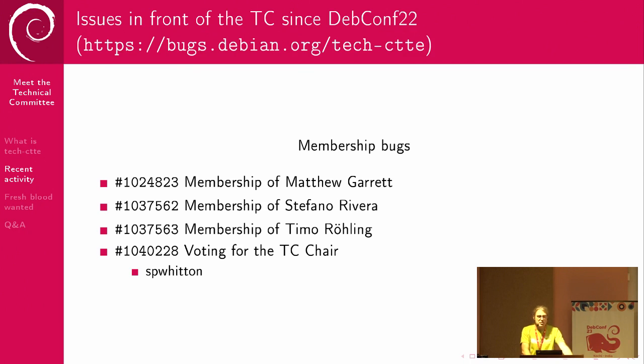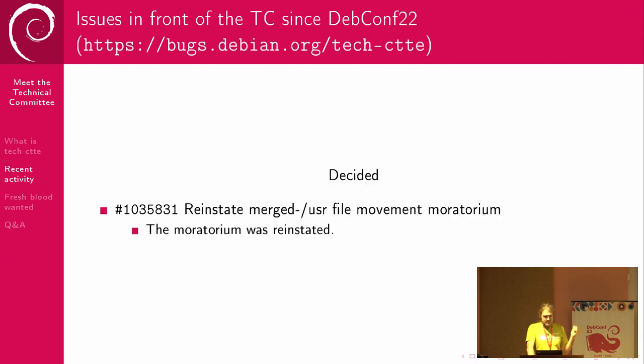Since the last talk at DebConf 22, the decisions we've made are some like administrative housekeeping bugs. We added new members and we voted for a new chair. This happens automatically when we add new members. We decided to reinstate the user merge file moratorium.